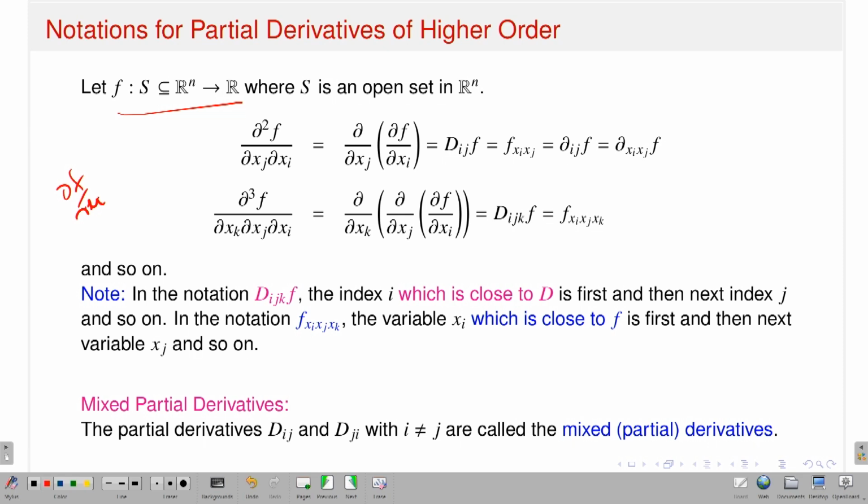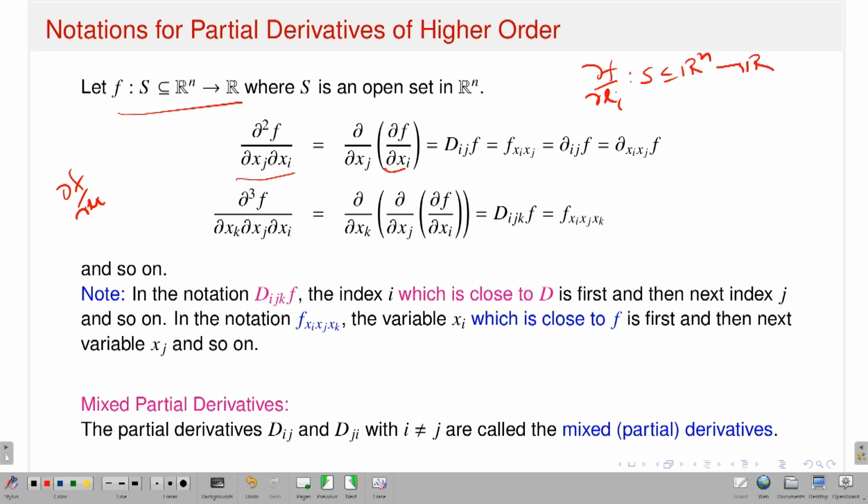Then what I am doing is that I am introducing a notion which is called del 2f del xj del xi. That means I am first considering the partial derivative of f with respect to the xi variable. Once I have a function f from Rn to R, you can easily see that del f del xi is also a function from Rn to R.